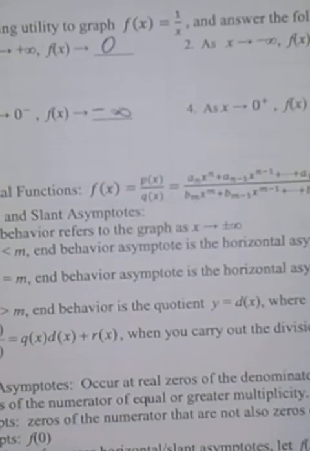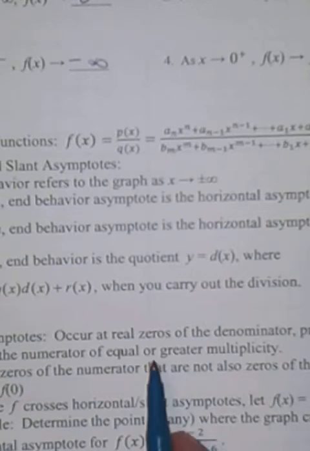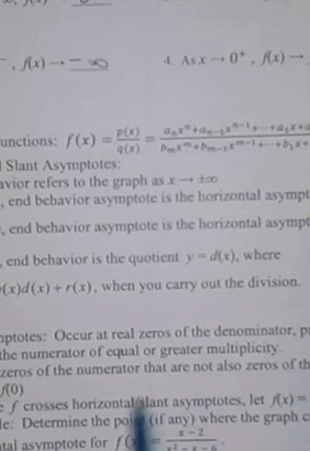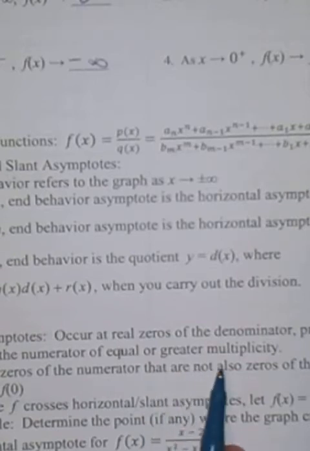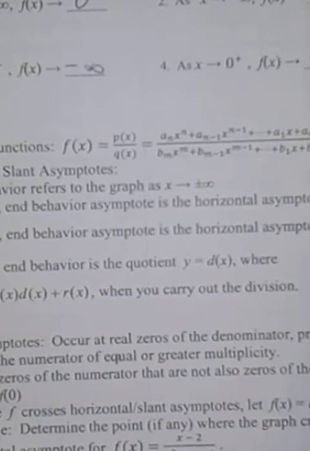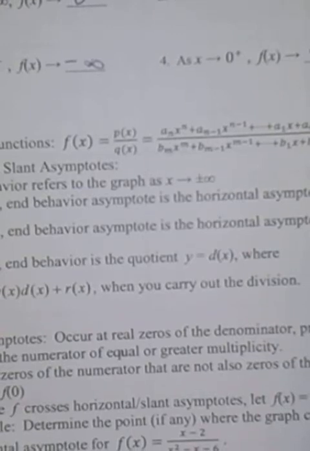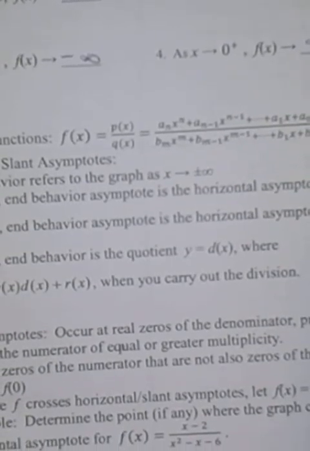Okay. Number B, vertical asymptotes. So how do we find these? These occur at real zeros of the denominator, provided they are not also real zeros of the numerator of equal or greater multiplicity. And what that means is if you have the same factor on top and bottom, you don't count that one as a vertical asymptote, or that one doesn't come into that consideration. Okay, and we'll see what happens to those.